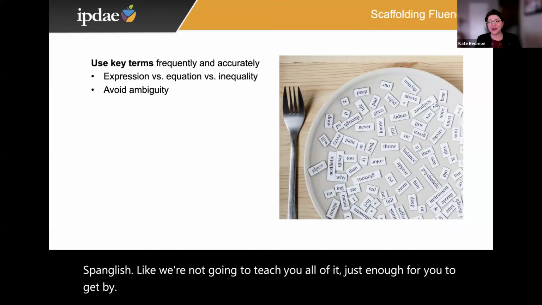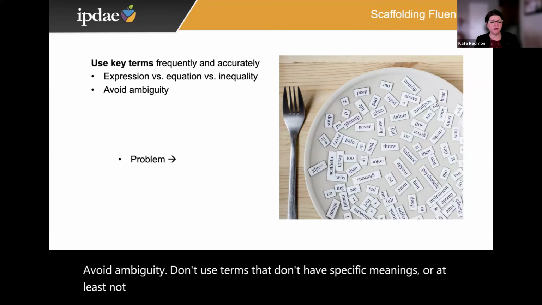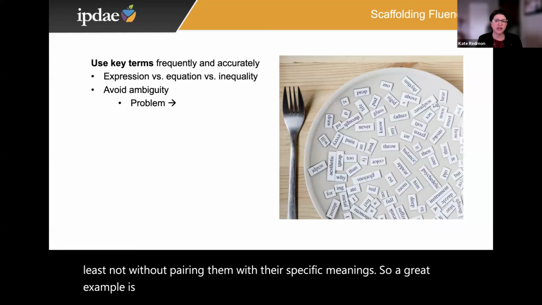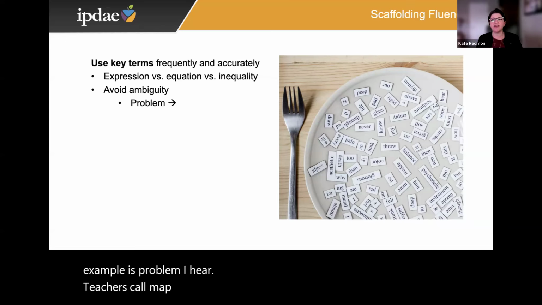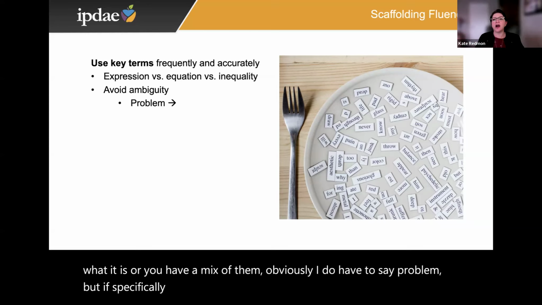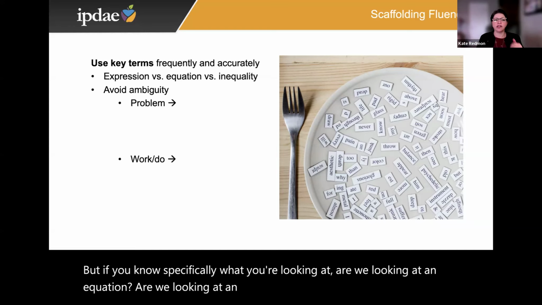Avoid ambiguity. Don't use terms that don't have specific meanings, or at least not without pairing them with their specific meanings. So a great example is problem. I hear teachers call math examples problems all the time. Now, if you don't know what it is, or you have a mix of them, obviously I do have to say problem. But if you know specifically what you're looking at, are we looking at an equation? Are we looking at an expression? Are we looking at an inequality? Call it by its name.